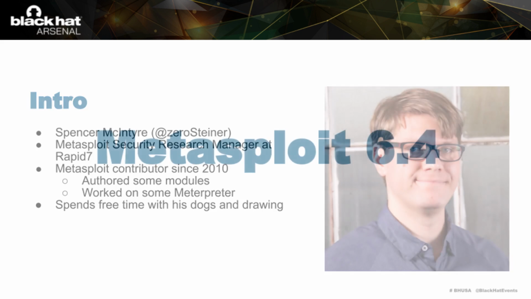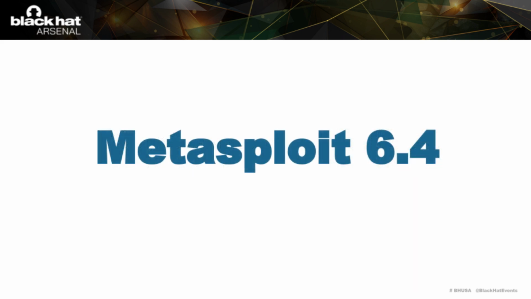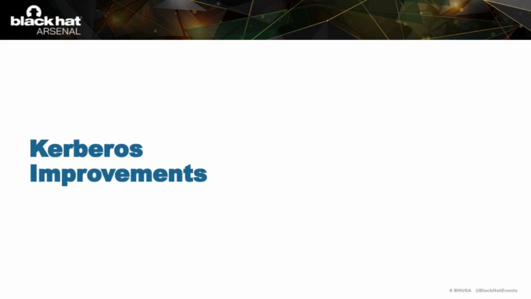But let's go ahead and dive right into Metasploit. So like I said, we're going to be talking about 6.4 today. We have a number of new improvements. The very first set that I'd like to talk about is some of the latest changes in our Kerberos workflows. I'm really excited about this because Kerberos was a brand new feature that we originally released in 6.3 last year, but we've gone ahead and iterated on it and made some new improvements to some of the workflows that I am excited to demonstrate today.